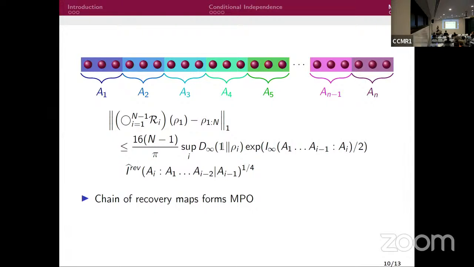Again, this is intrinsically a positive decomposition. That's not always true for a tensor network representation. But since we use these completely positive recovery maps, it's a nice little extra that this comes for free.